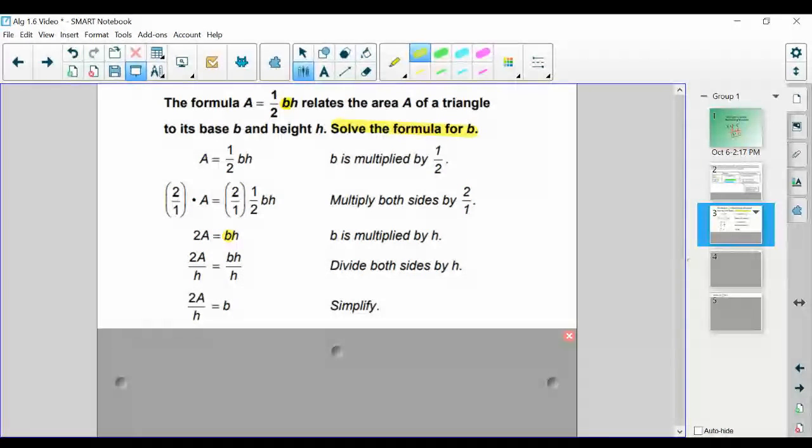And therefore, we get that B is now isolated, but it's equal to 2A over H. Notice here, we didn't get rid of a variable, we didn't get rid of a value, we just manipulated the formula a little bit, which means now if you are trying to figure out the base of a triangle, but you know the area and you know the height, you're going to be able to figure out the base because you have those given values to solve for your unknown.